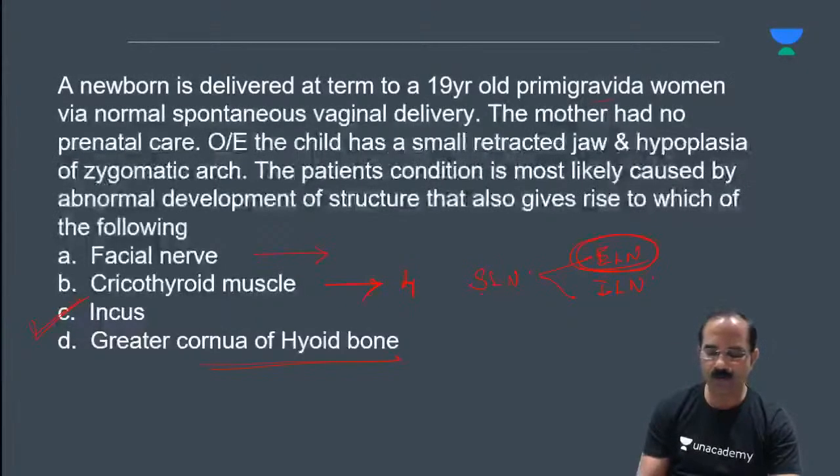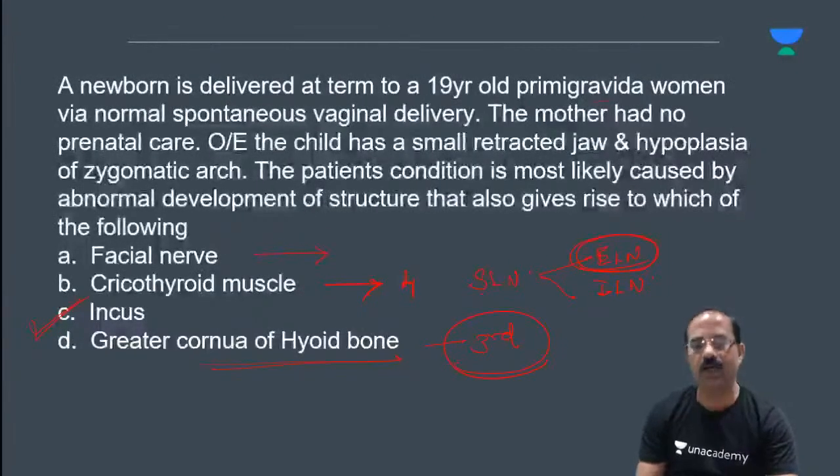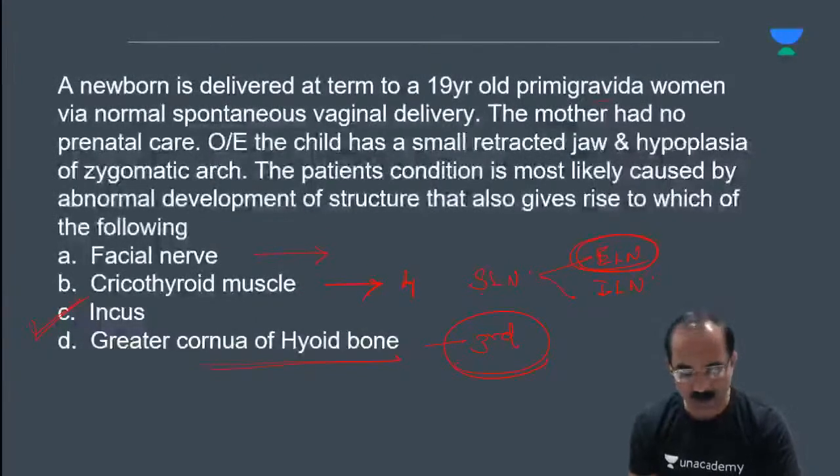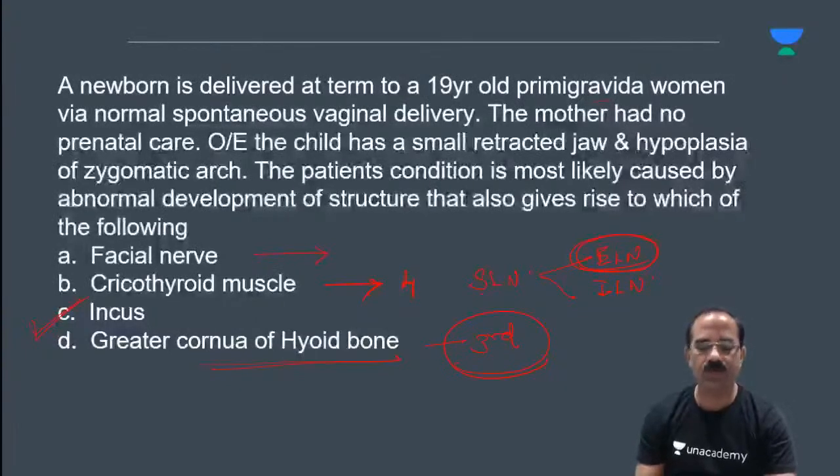Greater cornu of the hyoid bone would be derived from the third pharyngeal arch. The greater cornu and the lower part of the body of the hyoid is derived from the fourth pharyngeal arch. I hope this is clear to all of you.